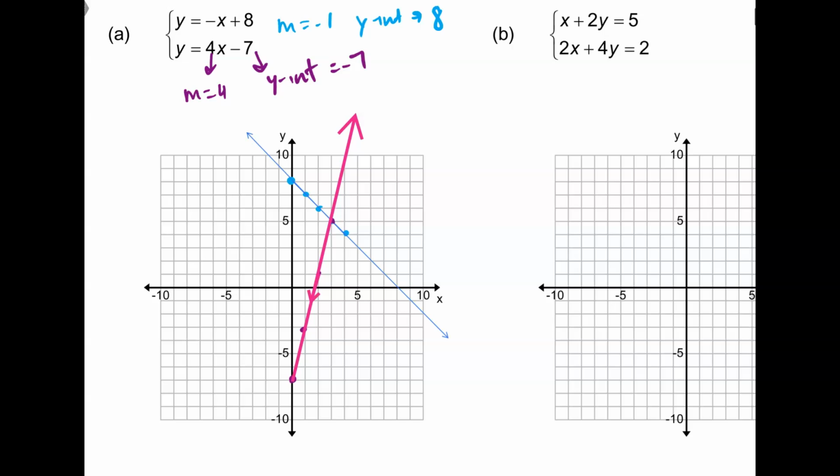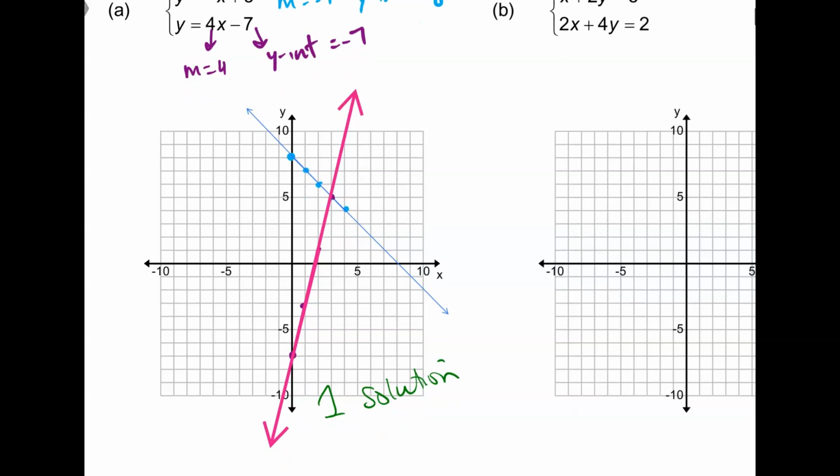So what I just showed you on your calculator, you can use to double check your answers as you're going through this whole chapter, for at least the first section. That would be one solution, because it only intersects at 1 point. And what is the point? Let's see, 1, 2, 3, 1, 2, 3, 4, 5. So 3, comma 5.